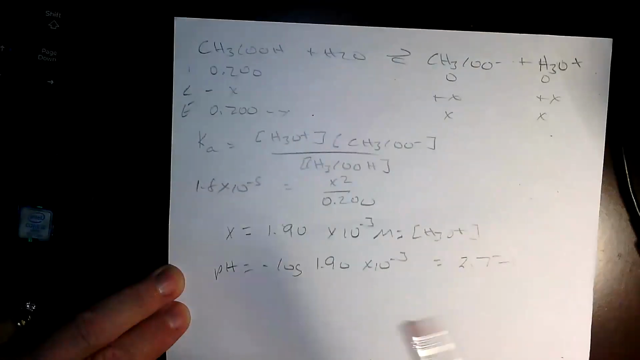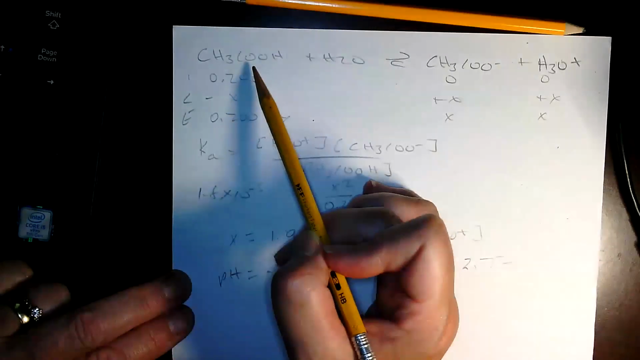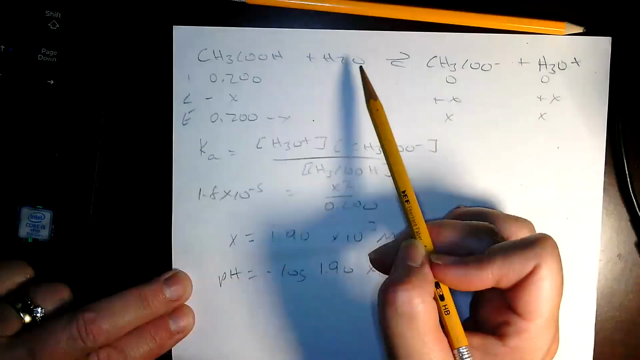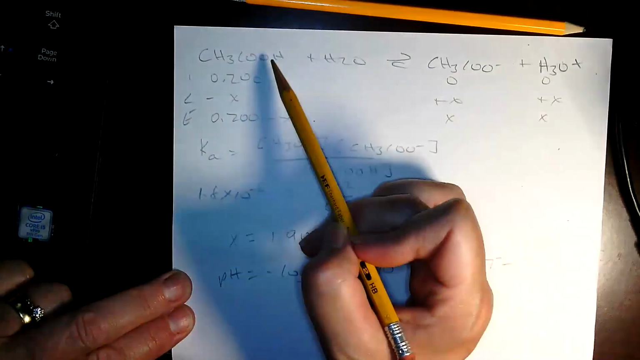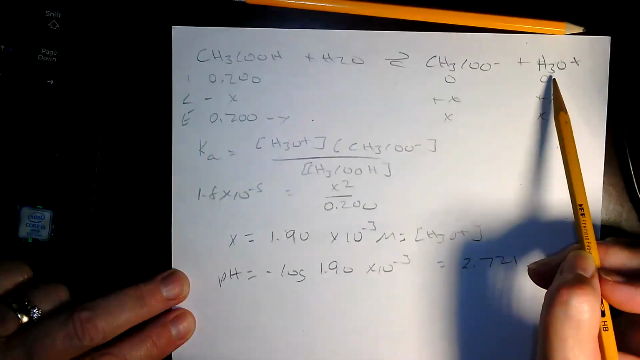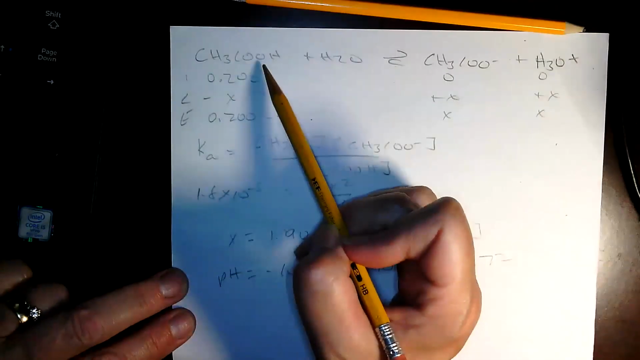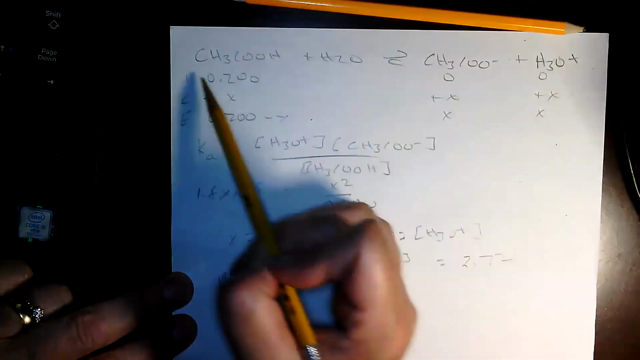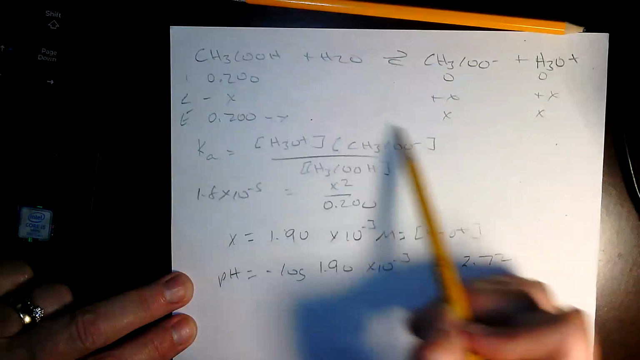All right, good. Okay, so we have acetic acid. In an aqueous solution, it's going to donate its hydrogen ion. We're going to produce acetate and hydronium. Okay, this is a weak acid problem. We make our ice chart. We write our K expression. 1.8 times 10 to the minus 5 equals x squared over 0.200.